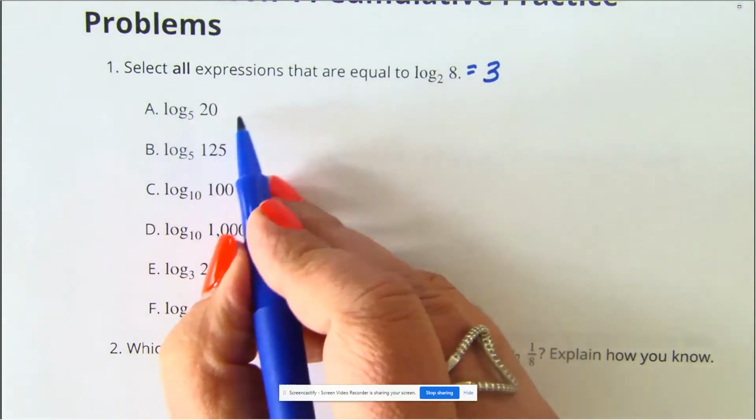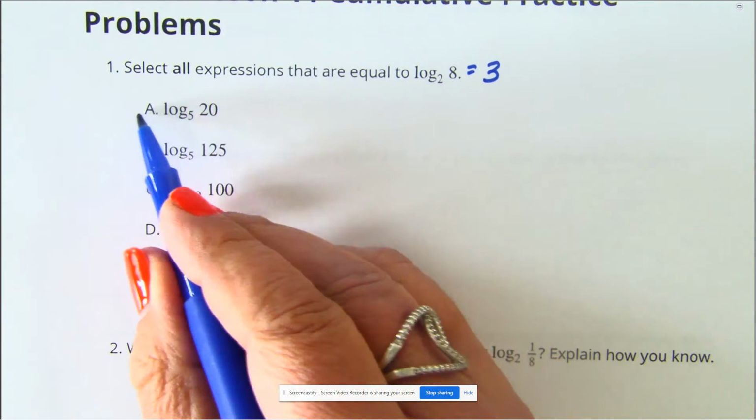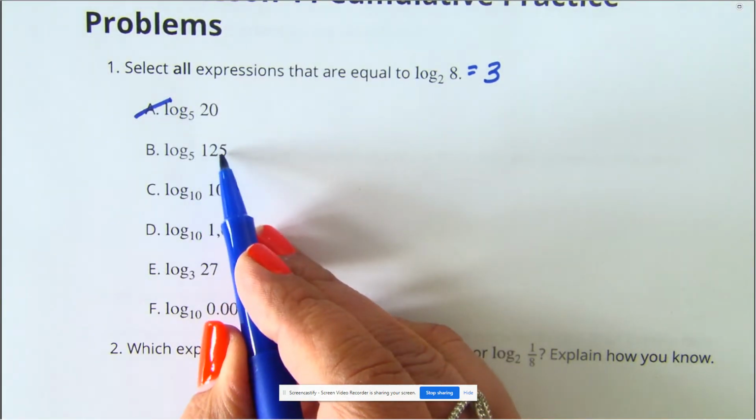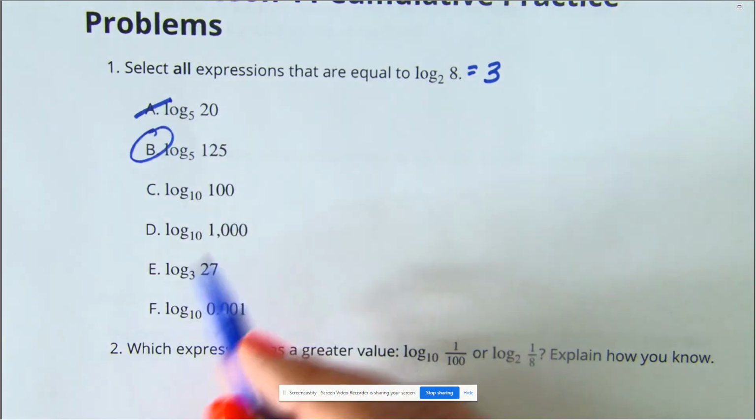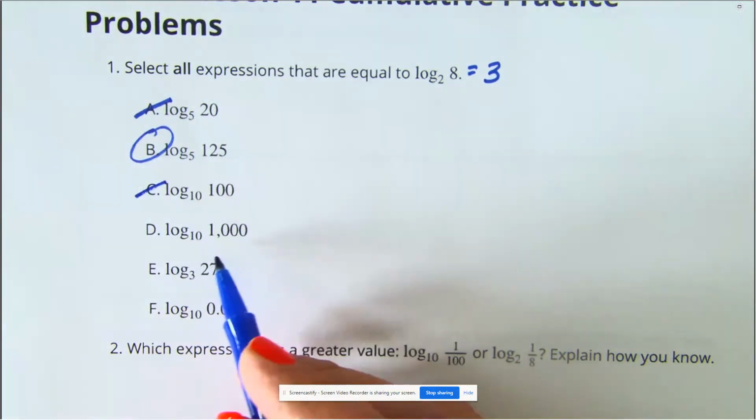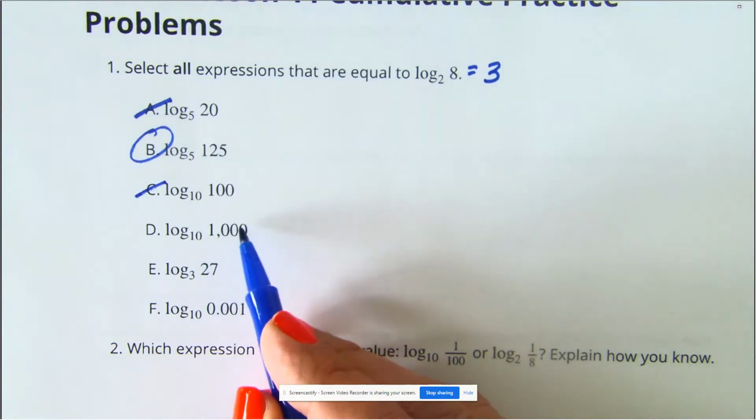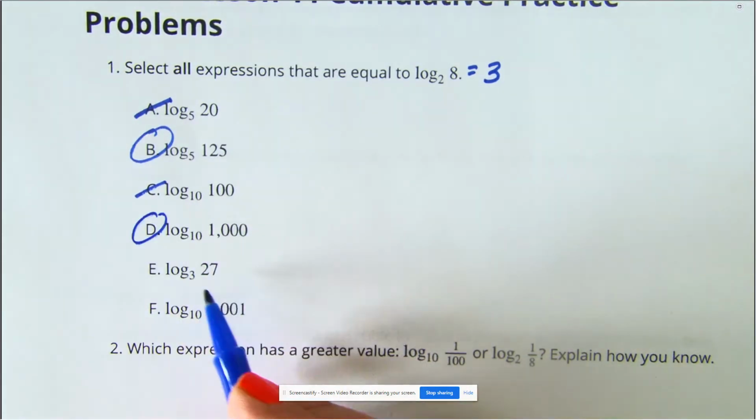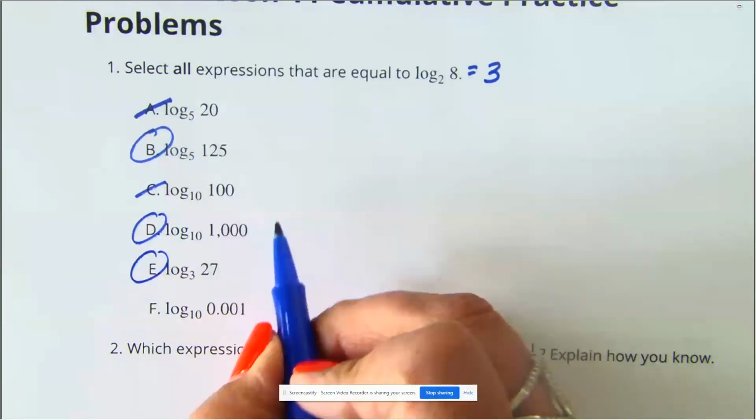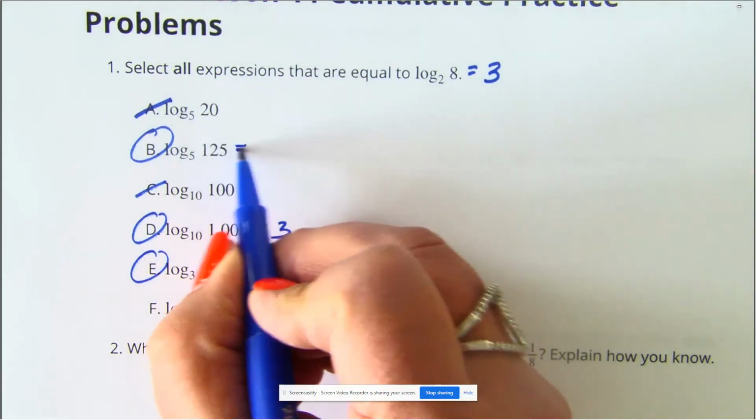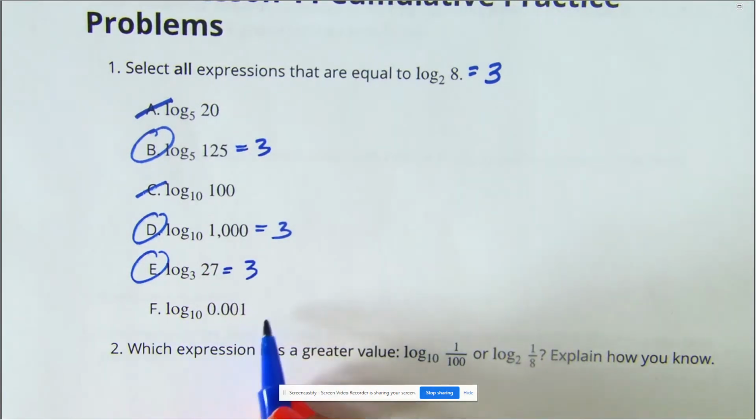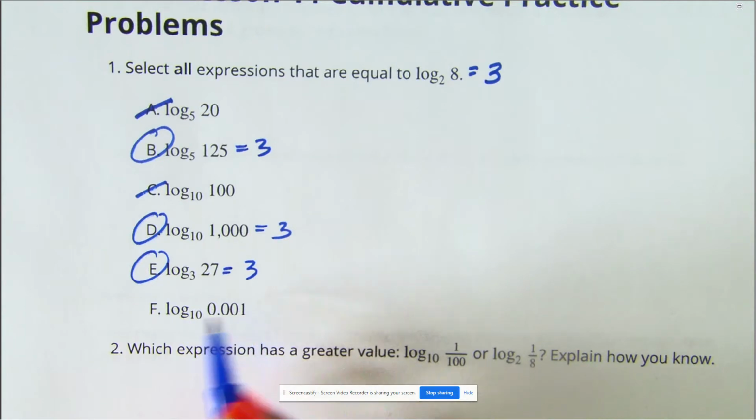Does 5 to the third power make 20? No. Does 5 to the third power make 125? Yes. Is 10 to the third power 100? No. 10 to the third power 1,000? Yes. 3 to the third power? Yes. So all of these, I guess I could write it here, the answers to these are 3. 10 to the third power 1/1000? No.